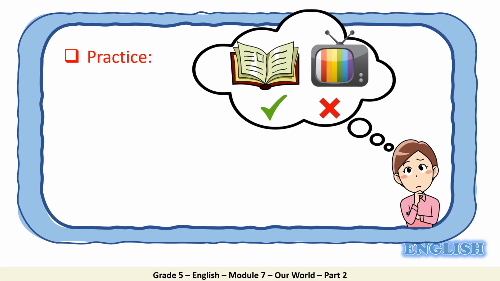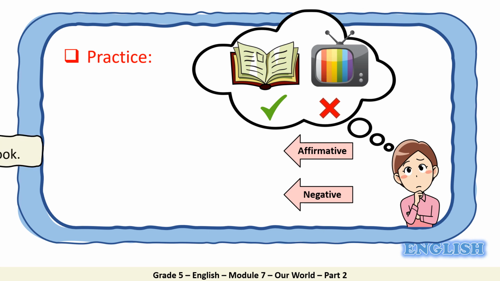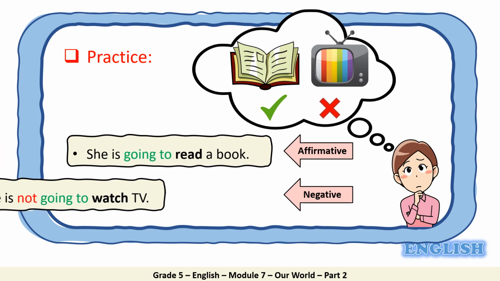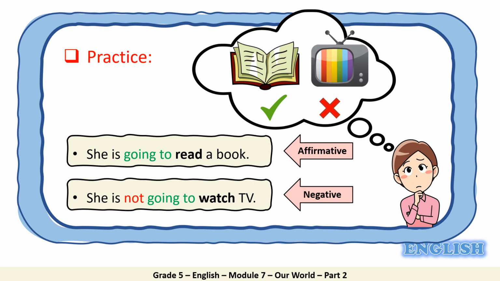Okay, let's do that again. But this time, tell me what is the girl going to do and what is she not going to do. So, we will not start the sentence with he. We will start it with, that's correct, she. Okay? Don't forget to use affirmative form and negative form. Let's see. She is going to read a book. She is not going to watch TV.